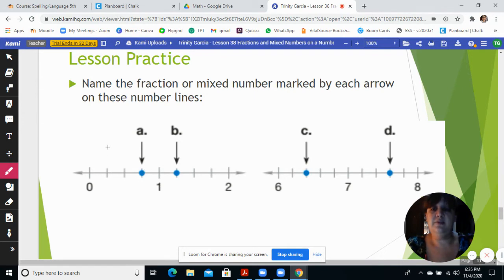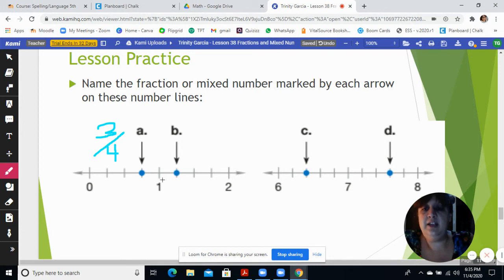So we know that 4 is our bottom number, our denominator. And then on the top, we count over how many until we hit the dot, right? 1, 2, 3 spaces. So we know that A equals 3/4, right? Okay, let's do B together.